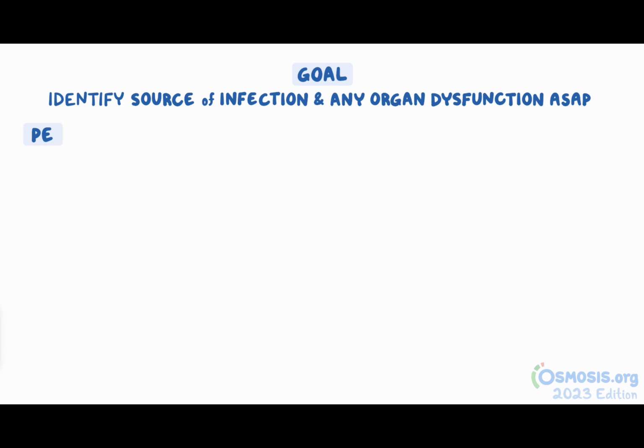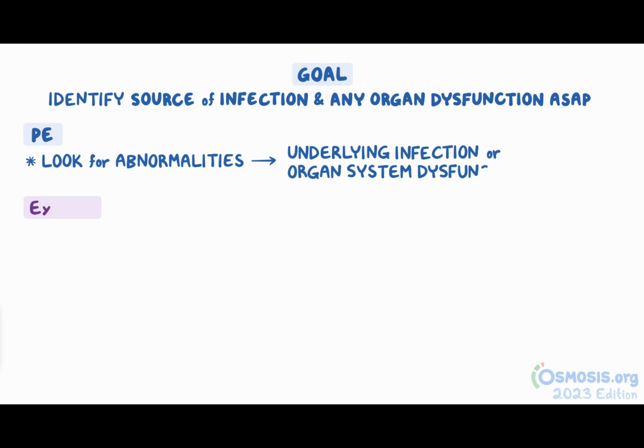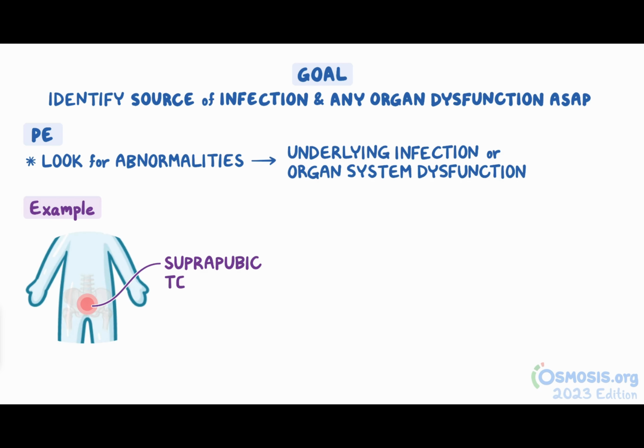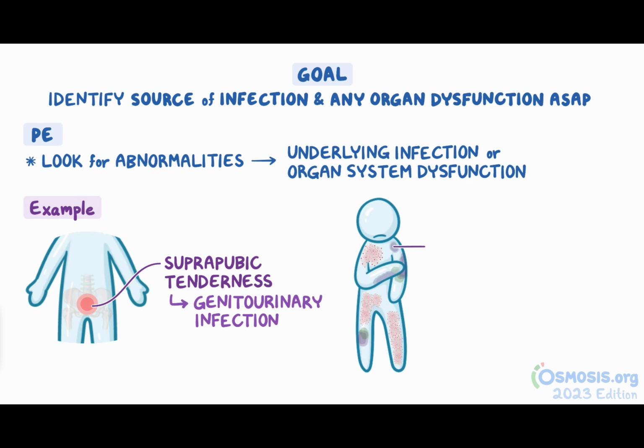Similarly, your physical examination should be comprehensive, looking for abnormalities that might point toward underlying infection or organ system dysfunction. The presence of suprapubic tenderness, for example, might suggest a genitourinary infection, while findings of bruising and petechiae may indicate disseminated intravascular coagulation, or DIC, as a manifestation of circulatory failure.